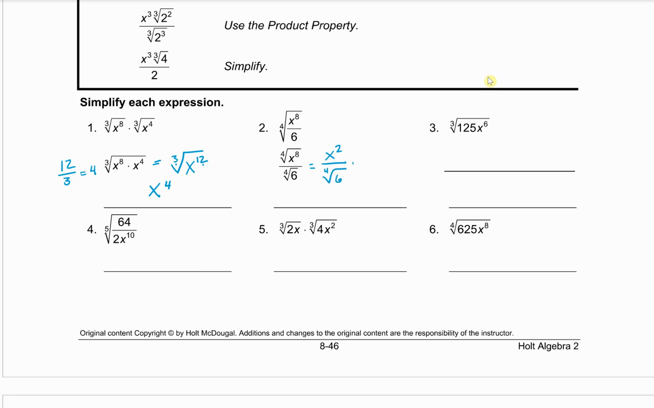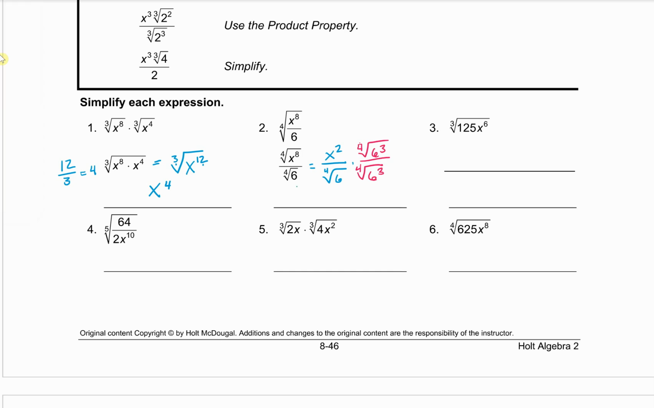So this is what I'm going to have to do. I'm going to have to multiply the top and the bottom by some value that is going to make this 6 to the 4th. Well, if I have one 6, I'm going to have to multiply the top and the bottom by 3 more. So 4th root of 6 cubed. Multiply it out. What happens up top?